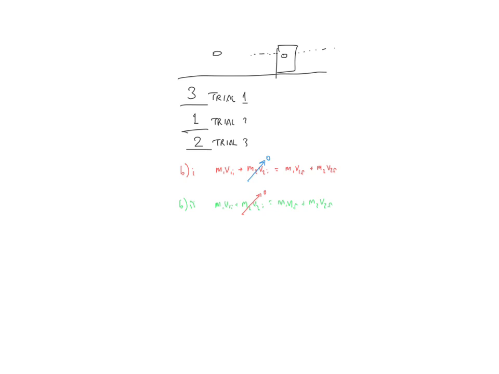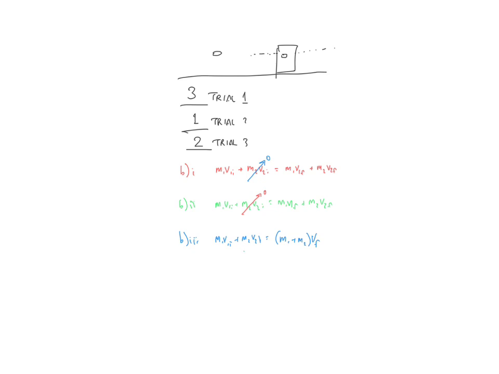And then for part 3, this is the one where the bullet becomes embedded in the block. So this time we're going to have to use a slightly different equation. The M1 V1 initial plus M2 V2 initial equals, now the bullet being inside the block is just one item combined, the bullet and the block combo, which has a mass of M1 plus M2 times the velocity of the bullet and block combined, which we're just going to call VF.